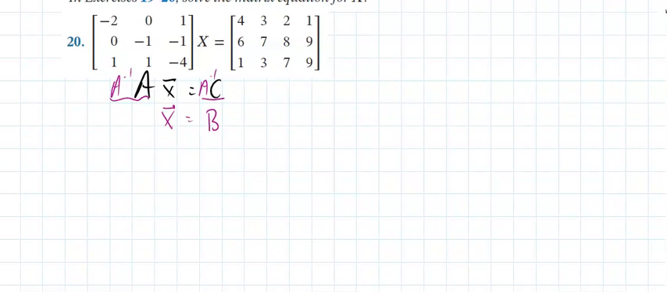So let's see how this works. Again, this x is not a vector, actually it's a matrix. My mistake. Okay, so what do we have to do? We have to find the inverse. Again, that's a lot of work. So let's start with that. There's the idea.